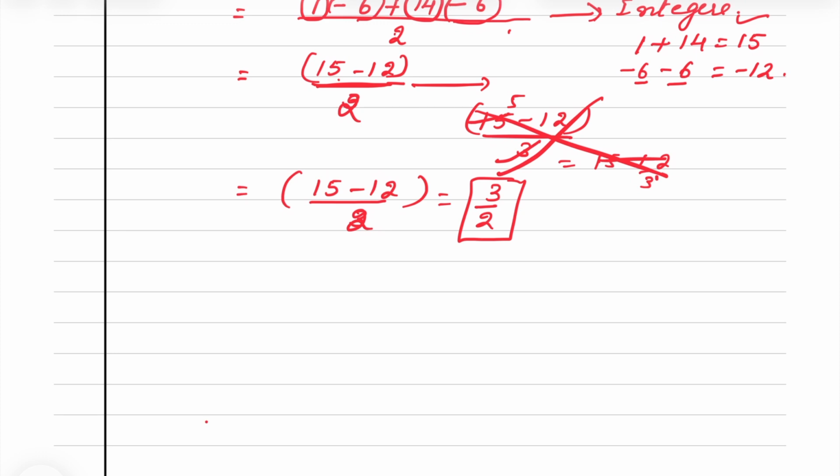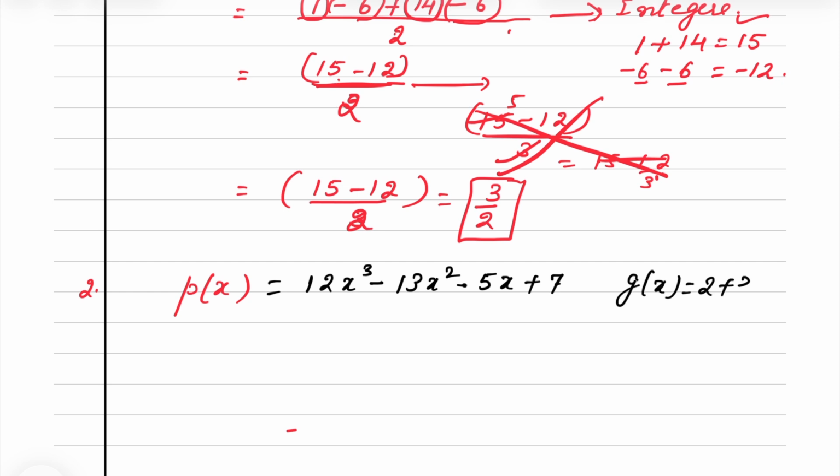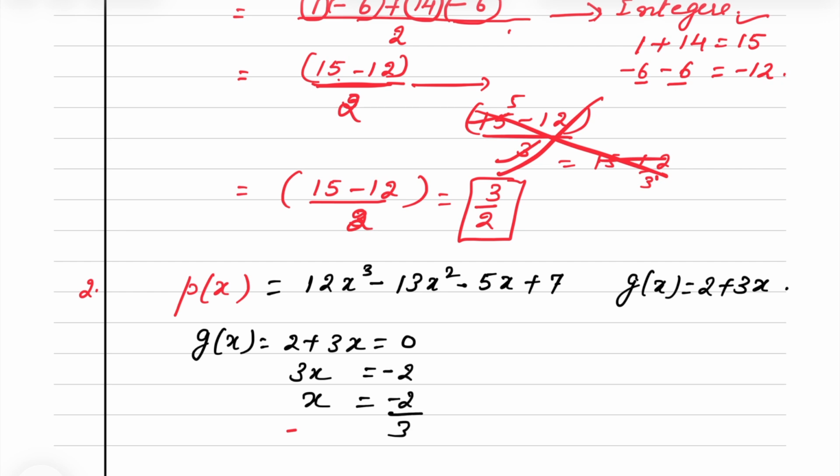Suppose next question I am writing, which is with negative numbers. Find the same thing, I change my pen. p(x) is 12x cube minus 13x square minus 5x plus 7, and it is divided by 2 plus 3x. Again we equate to 0. The divisor, that is 2 plus 3x is 0. That is 3x is minus 2 and x is minus 2 by 3. Now again we put the value carefully.